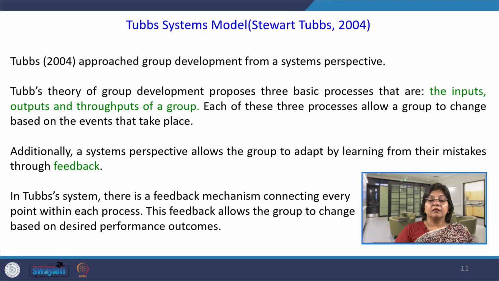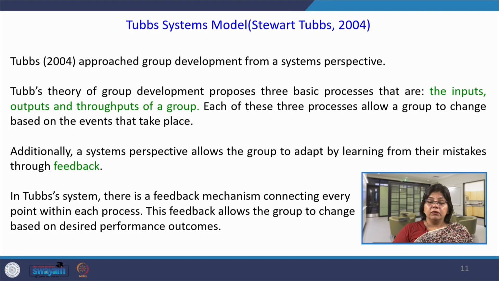The next is Tubbs system model. This model has its applicability in small projects where the team is very small and members function together in a very collaborative manner. So, when we talk about the Tubbs system model, it is a group development model from a systems perspective, and it proposes three basic processes: the input, output and throughput, and also feedback.